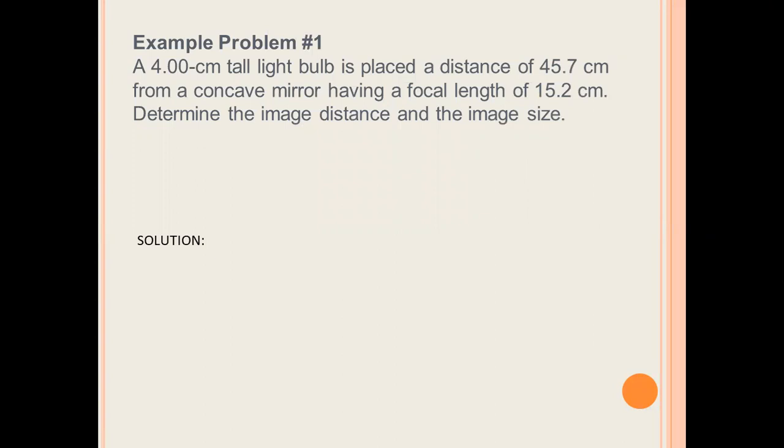A 4 centimeter tall light bulb is placed a distance of 45.7 centimeters from a concave mirror having a focal length of 15.2 centimeters. Determine the image distance and the image size. Now we are given the following variables: the height of the object at 4 centimeters, the distance of the object at 45.7 centimeters, and our focal length at 15.2 centimeters. Now we are going to determine the image distance, di, and the height of the image, hi.